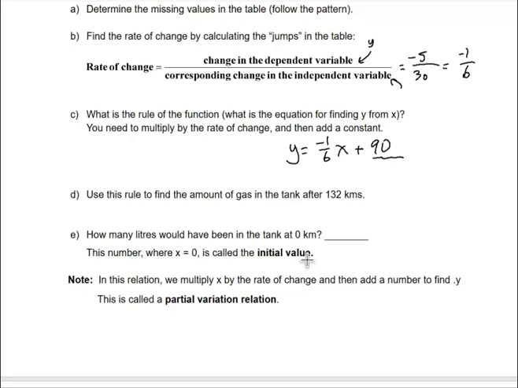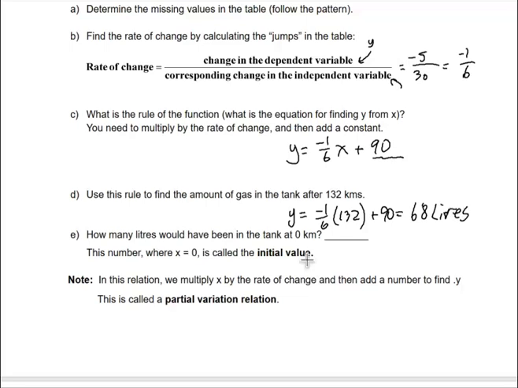And it asks you to find the amount of gas after 132 kilometers. Well, just like before, we replace in the x, 132, and then add the 90. 132 divided by 6, right? That's how we multiply by 1/6. And that's -22 that we're going to add to 90, which is 68. And what does that get us? Oh yeah, that's the amount of gas, liters.